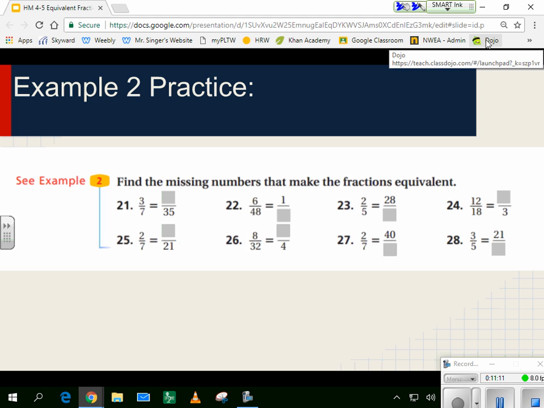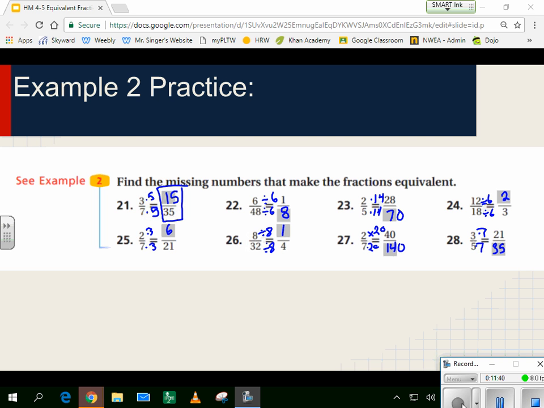So again, we have 3 and we don't know what, and we have 7 and 35. So since we're getting bigger, we know we're going to multiply. How many multiples of 7 get you to 35? That would be 5. So what you do to the bottom, you do to the top, and 3 times 5 is 15. So the answer you're going to want to write down is 15/35. Okay, good luck with the rest of them. Come back when you're done.